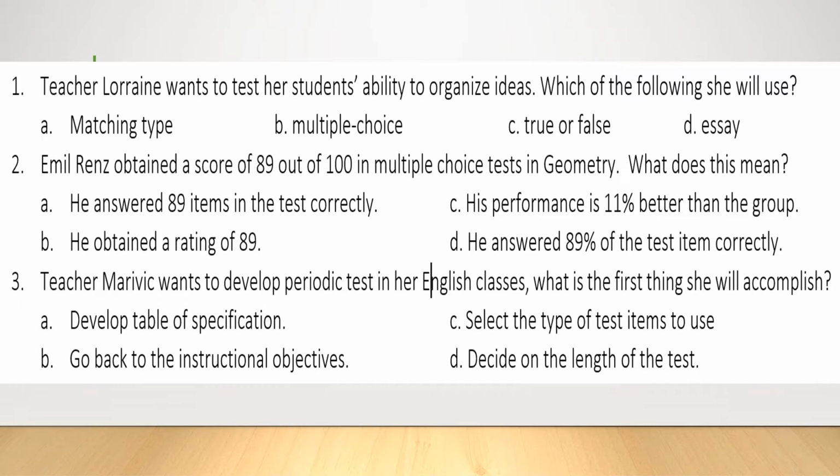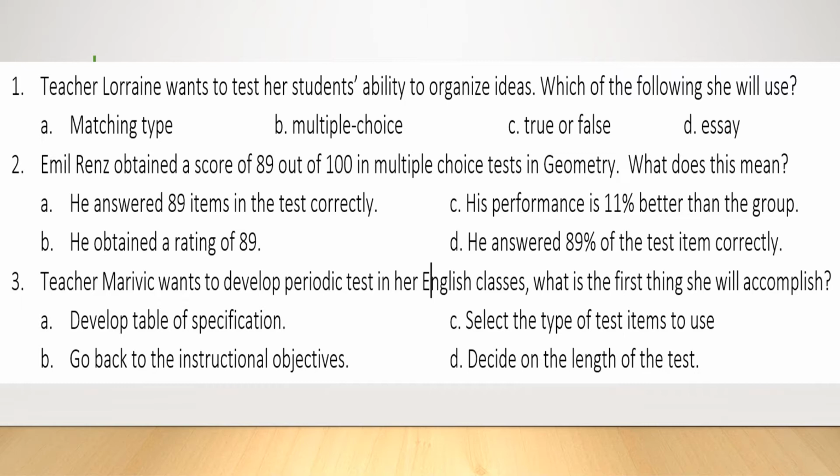When you have a matching type of test, the student here is just to select whether it's letter A, letter B, letter C. So it's just matching two columns, column A to column B, then vice versa. So if the teacher is using matching type, this kind of test does not measure the student's ability to organize ideas. Why? Because it is an objective type where the options are given by the teacher for the students to choose from. So letter A is definitely not correct.